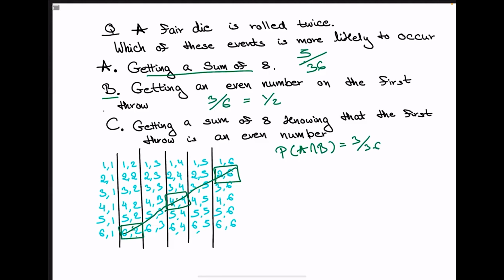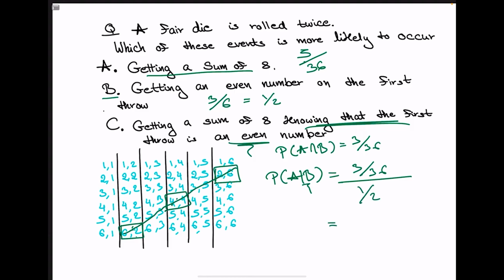Now, what is the probability of getting a sum of 8 knowing you already know that the first throw is an even number? So they're basically just asking A given B. As you already stated, it's their intersection, which we just got 3 over 36, divided by the probability of the second value, or the given value. In this case, the given is even, so the probability of getting an even number, 1 over 2. If you were to calculate this, you would get 1 over 6, and that's your answer.